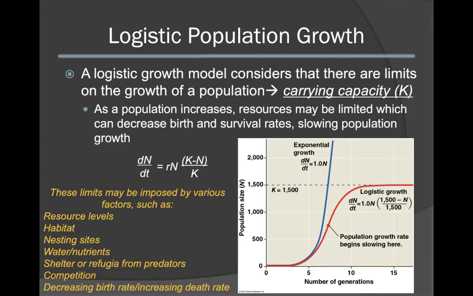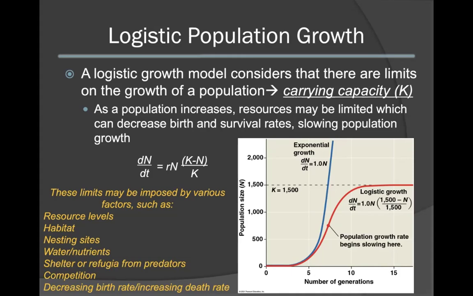Though resources may be one of the main factors that limits the growth of a population, it is not the only one. Other factors such as the number or quality of habitat, nesting sites, availability of water and nutrients, the availability of shelter or refugia from predators, competition, and also decreasing birth rate and increasing death rate will also act to limit a population. Note the diagram to the right.